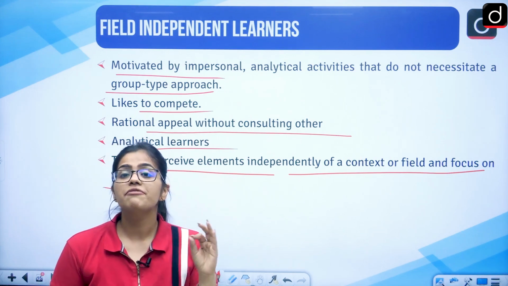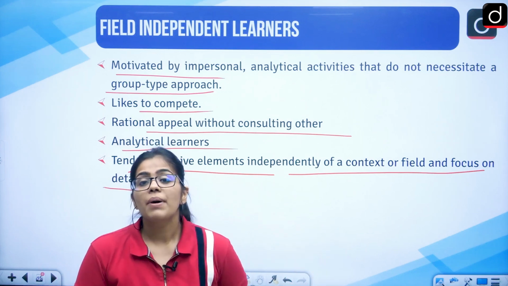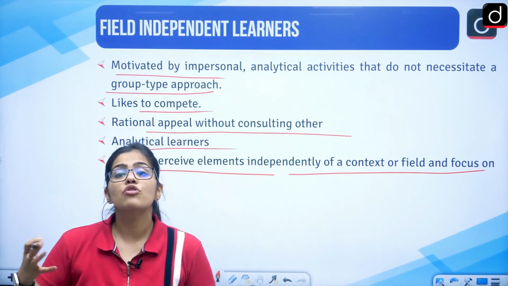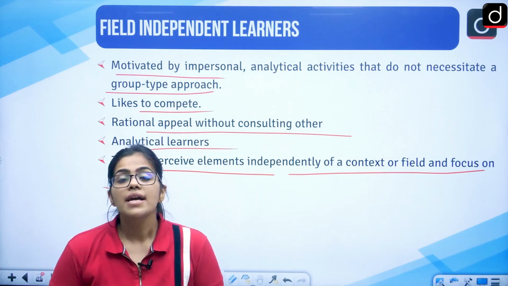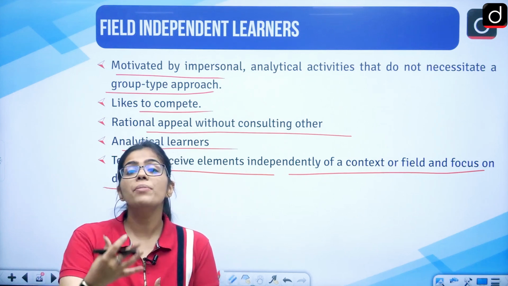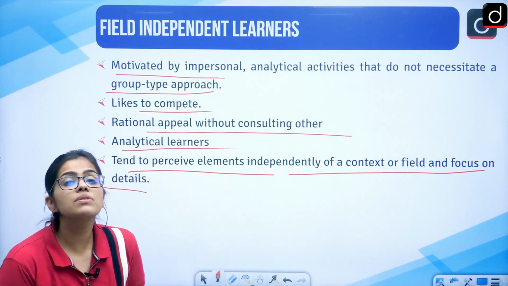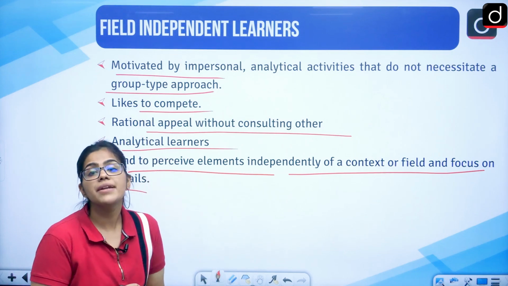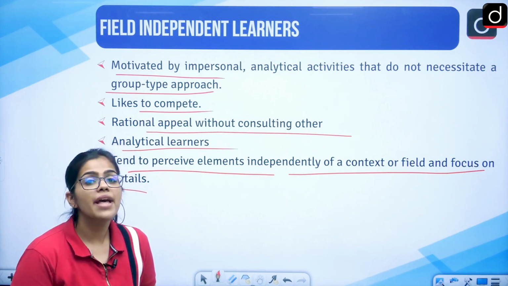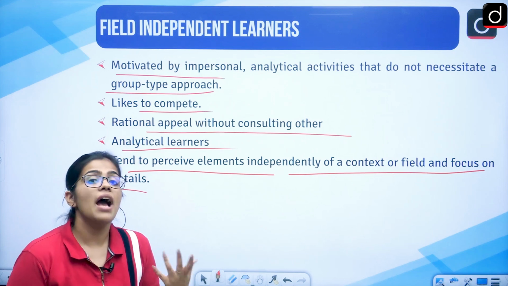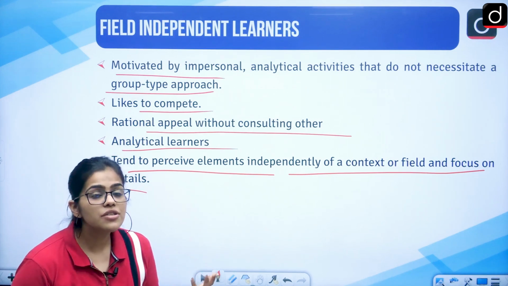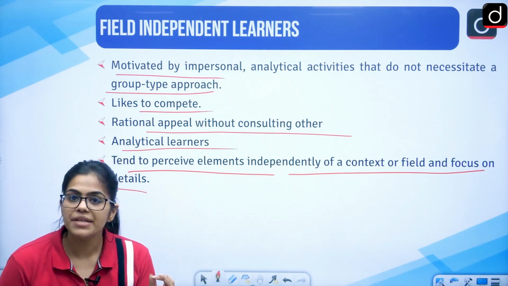You will call them a field independent learner. But if they want to work in a group, they are global citizens, global learners, they want to cooperate, then they have the art of cooperating with the others, and this becomes a field dependent learner. Contrary to them, field independent learners are analytical. They are rational. They'll take their own decisions and they like to compete, right?